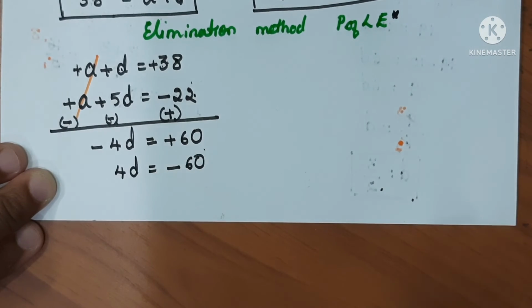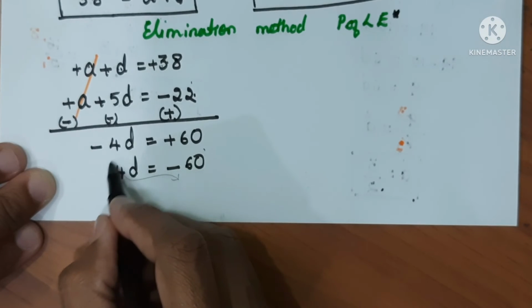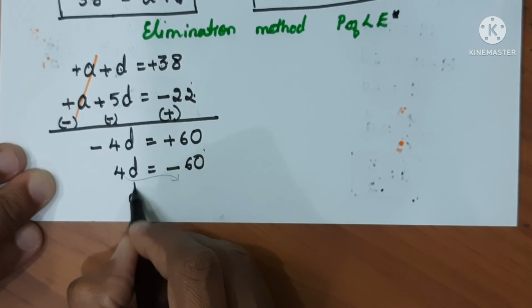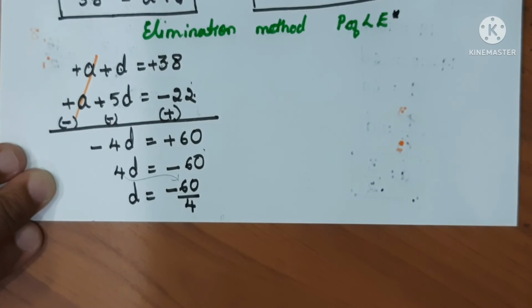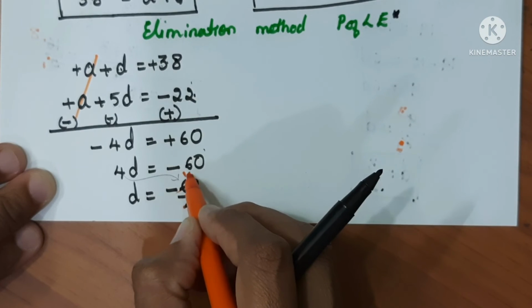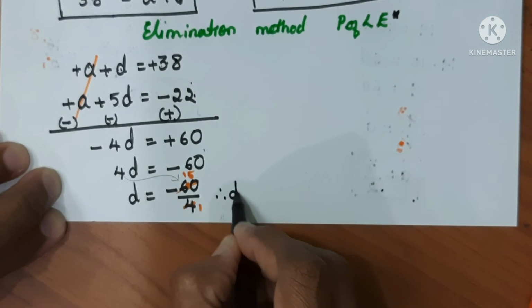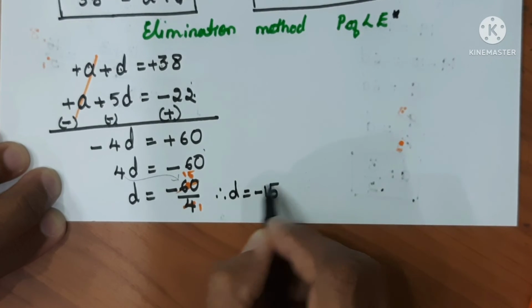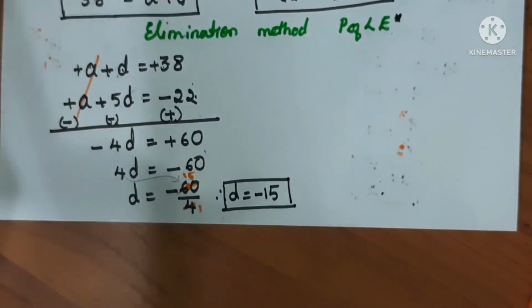Now take 4 to the RHS. It comes to the denominator because this is monomial single term. So d will be equal to minus 60 by 4. Now divide these two. 4 ones are 4, 2 remains, 4 5s are 20. So the value of d is therefore d equal to minus 15. The value of d is minus 15.